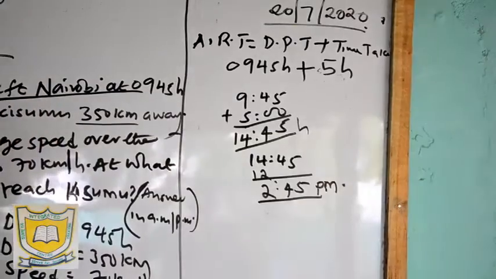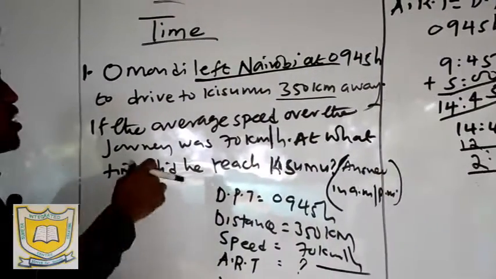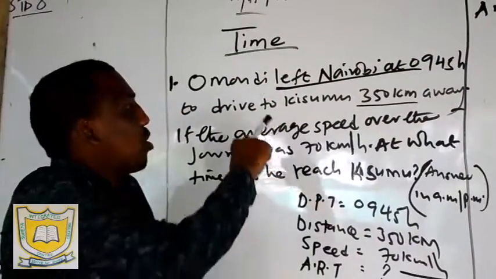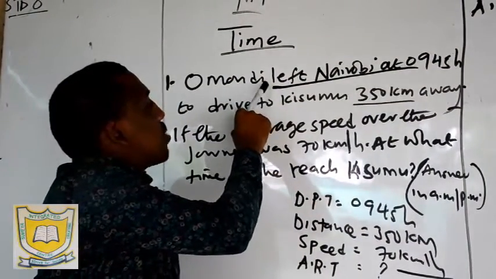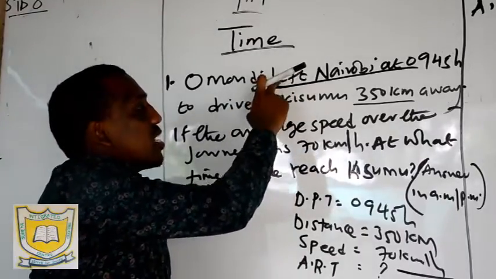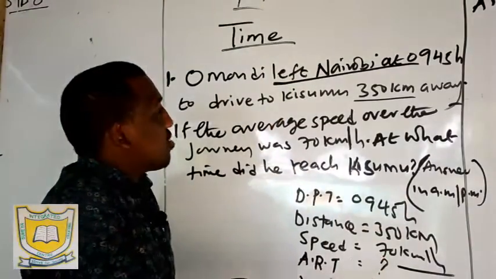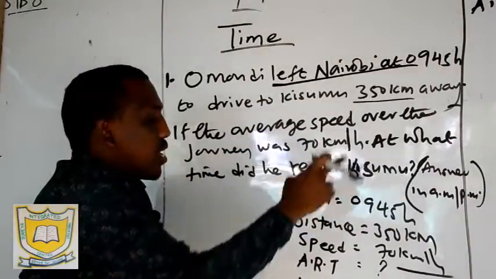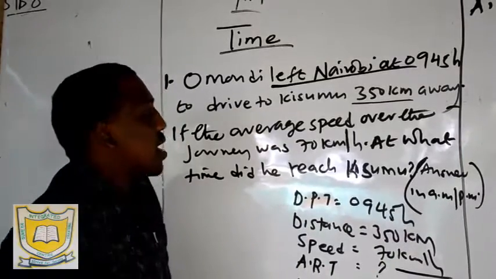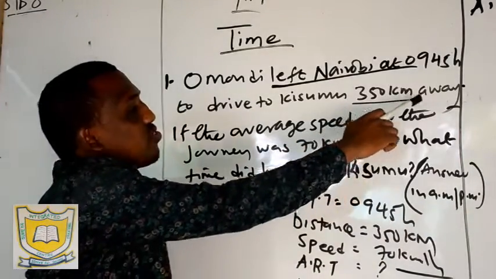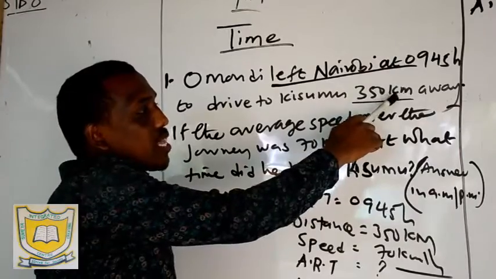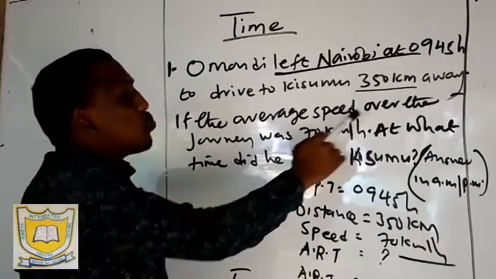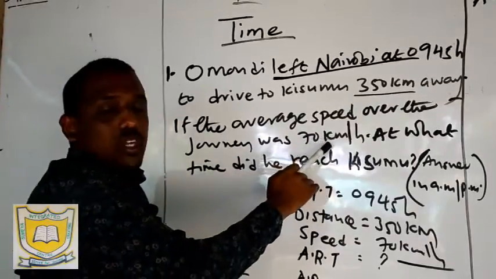I'm repeating. You are told Omondi left Nairobi. I said earlier, when the vehicle left, that is the starting time. The time which the vehicle started its journey, the left is called departure time. The vehicle left, started, departure or depart, all the same. So that's the departure time I've written here. Drive to Kisumu 350 kilometers away, kilometers or meters only, that is distance now. Distance is 350 kilometers.